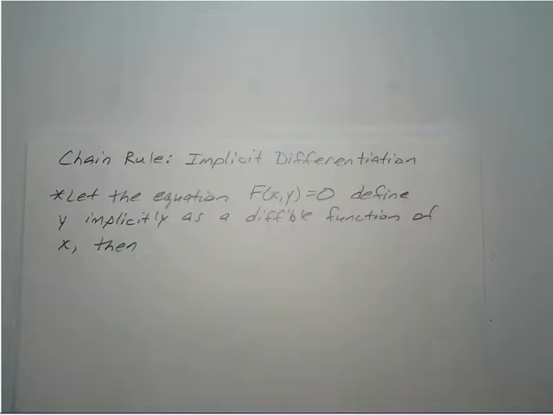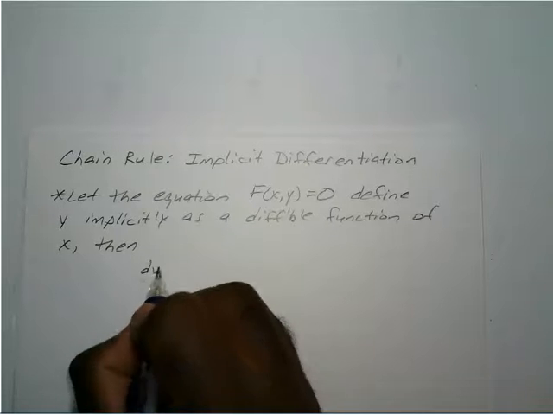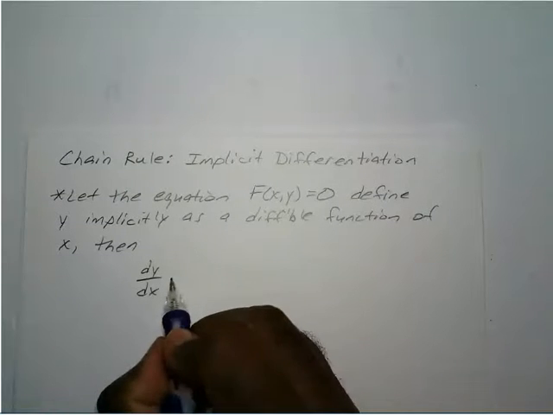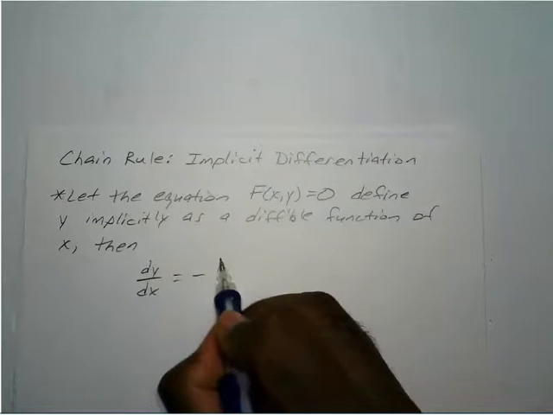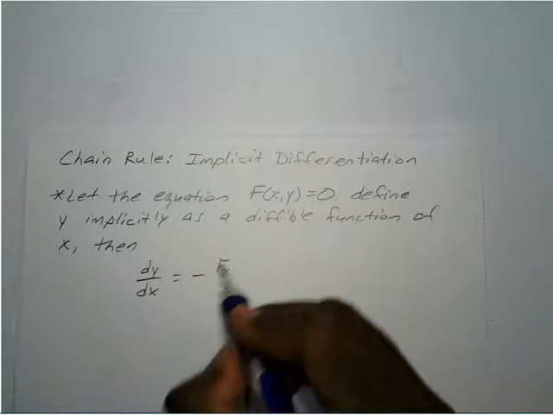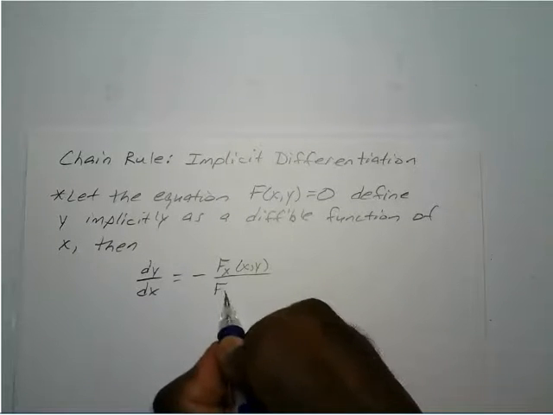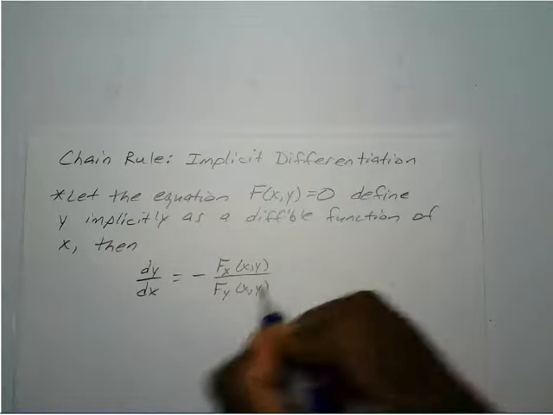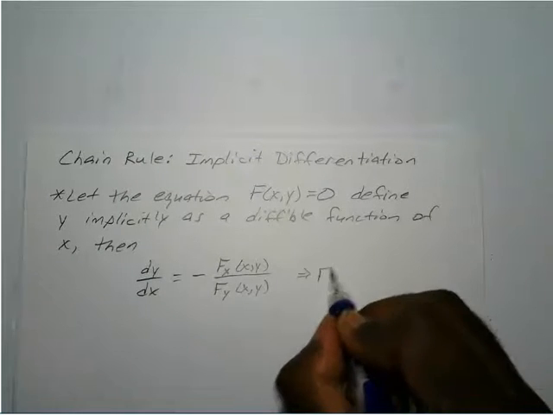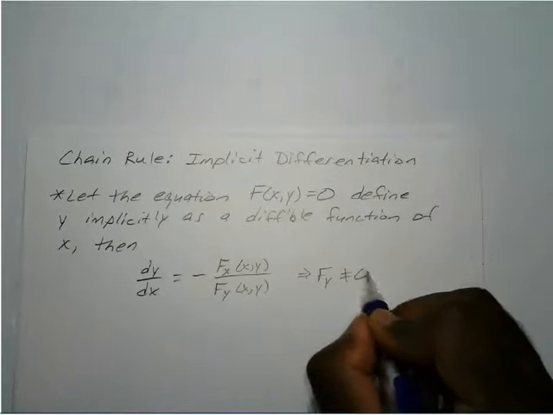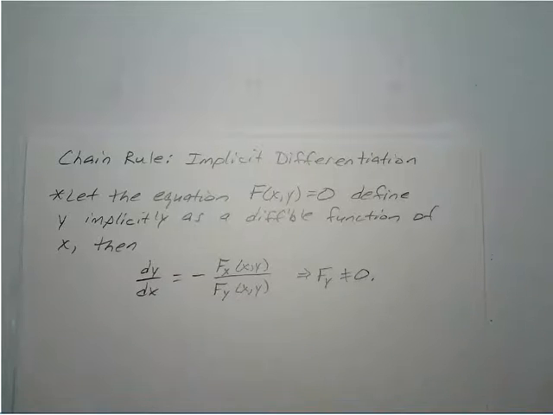Then, this is the formula here: dy/dx is equal to negative partial with respect to x over partial with respect to y, and that's assuming that the partial with respect to y does not equal 0. All right, so if they ask for implicit differentiation, this is the formula you'd use.